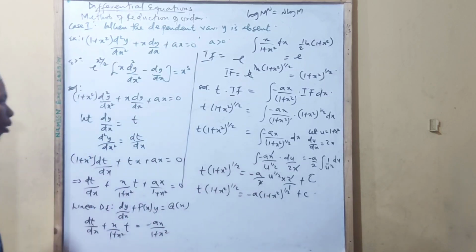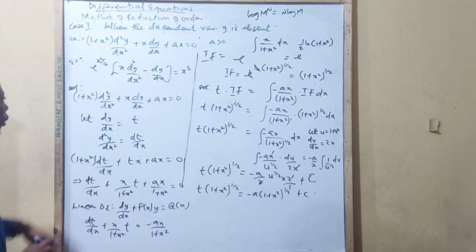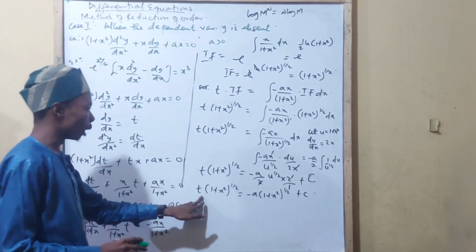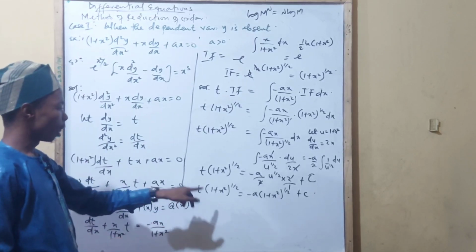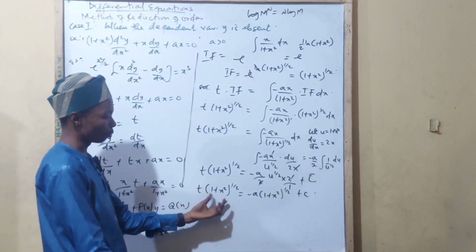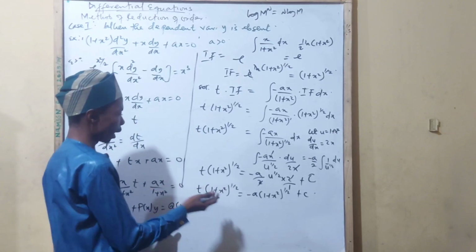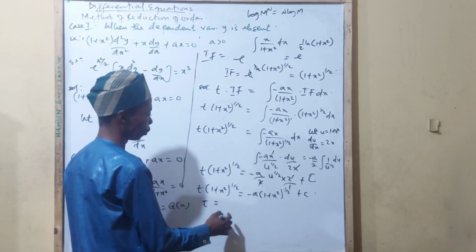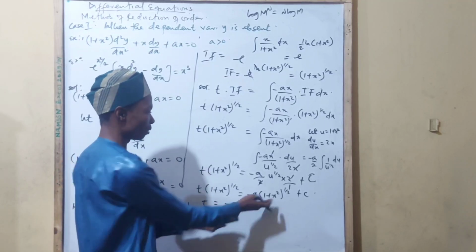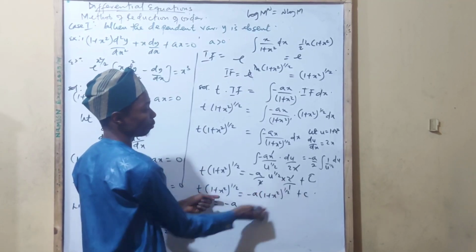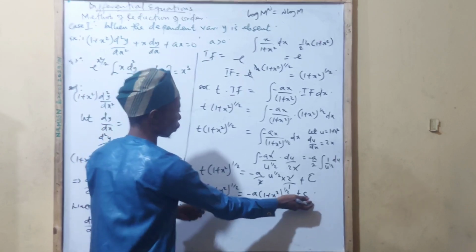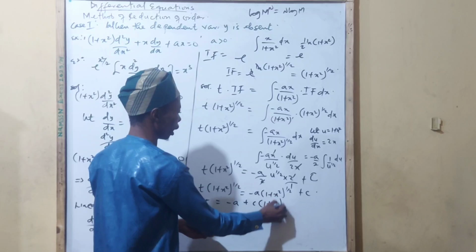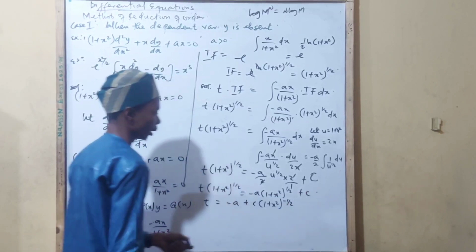So don't forget, what were we doing? Reduction of order. We reduce the differential equation from second order back to first order. Then we need to make this t stand alone. If I want to make t the subject of the formula, I will divide through by 1 plus x squared raised to power half. So we are going to have t equals minus a, because if I divide this one by 1 plus x squared raised to power half, it will definitely cancel out. Then I also divide this one by 1 plus x squared raised to power half. It will be c into 1 plus x squared raised to power minus half.